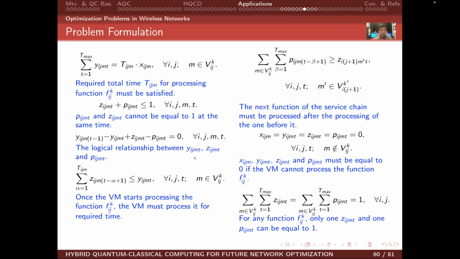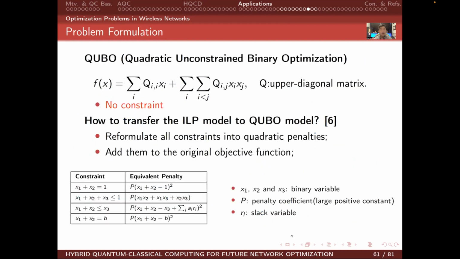And the relationship between Y, Z, and P. Once the virtual machine starts the processing, it must be satisfied in this manner. And the next function in this service chain must proceed after the processing of the one before it. Also, F_yzp must equal 0 if the virtual machine cannot process the function. And for any function F, only one Z and one P can be equal to 1, and so on.